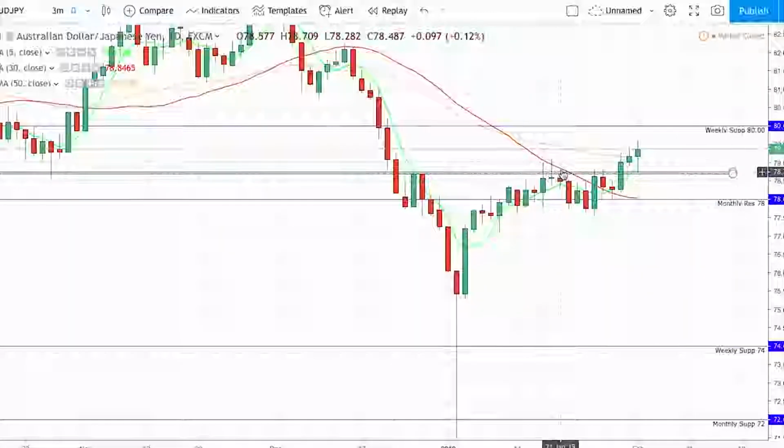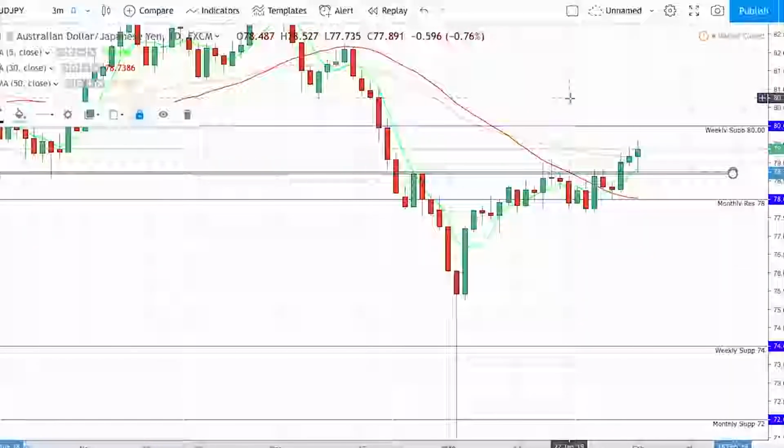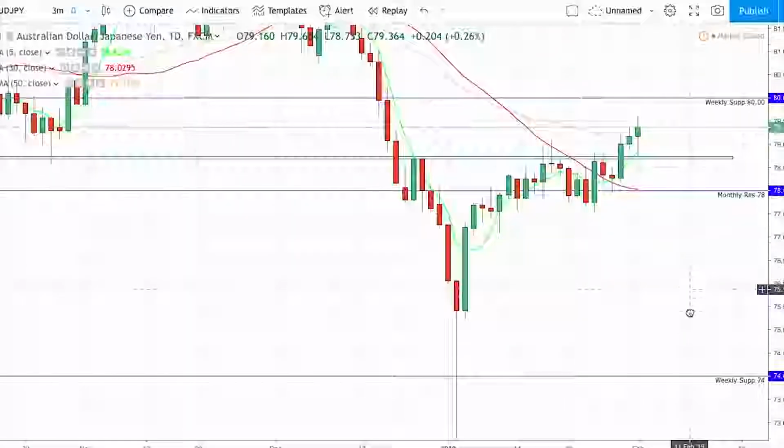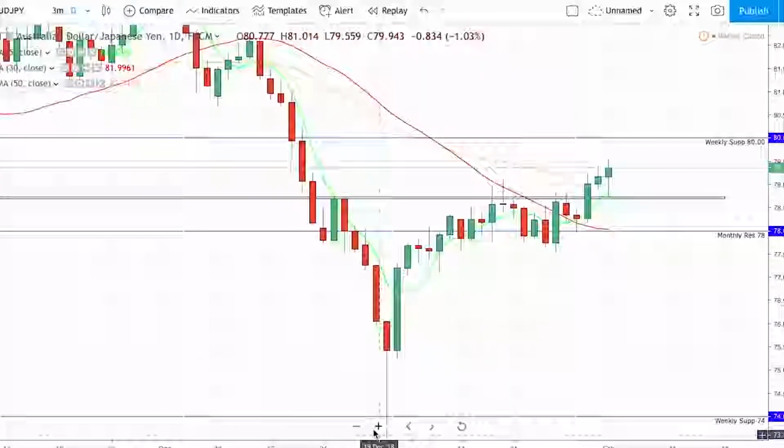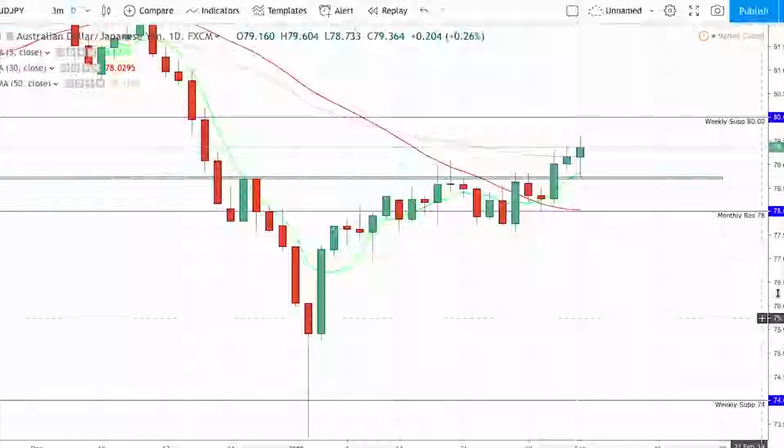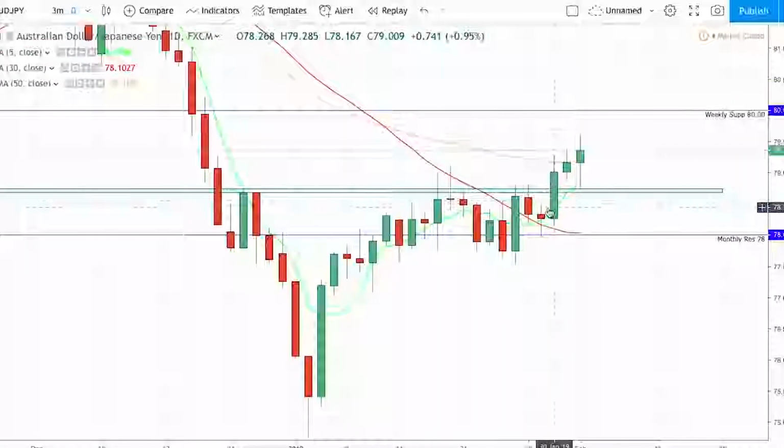We consolidated between 7800s and this area of interest, which sits at around 78,738, until eventually on the 30th of January we managed to obtain a strong bullish close above this area, this area of resistance.